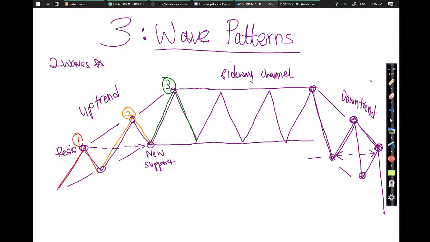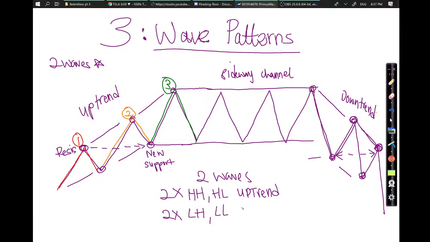All right, so you need to understand that when we are confirming a pattern, we need two waves, okay? And the two waves have to consist of higher highs and higher lows for an uptrend, and for a downtrend, we want lower highs and lower lows.